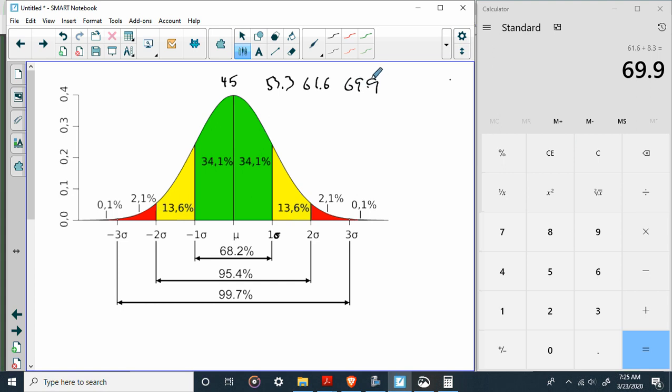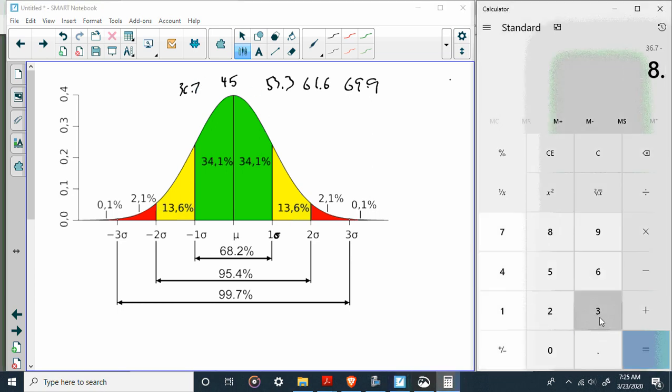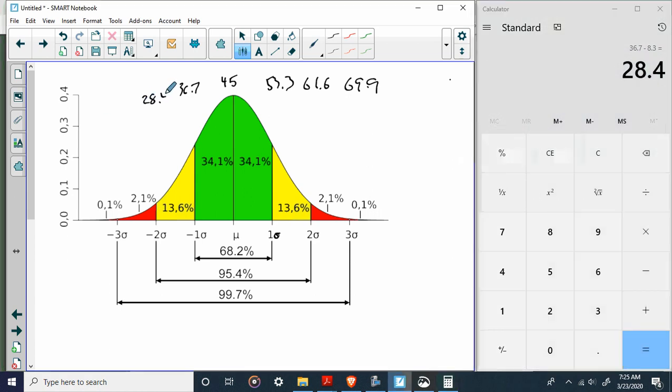Okay, going down, we're going to do the same thing. We're just going to subtract 8.3 three times. So 45 minus 8.3 is going to be 36.7. Let's subtract another 8.3 from that number. We'll be at 28.4. And if we did it one more time, we'd be at 20.1.